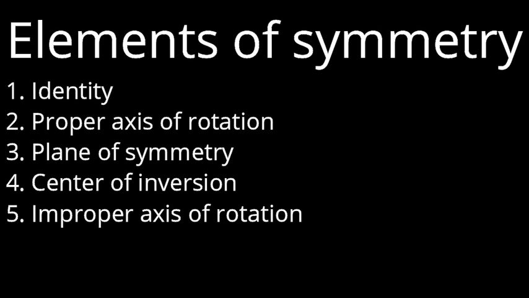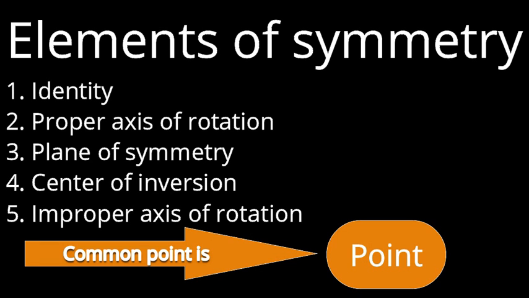Third one was plane of symmetry. It is a lamina. It is a cutting of the molecule into equal halves. So what can be the common in the plane, line and identity? Considering all possibility, at least one point will be common. Fourth one was center of inversion, a point present at the center of the molecule. Means what is the common among all? A point is common.